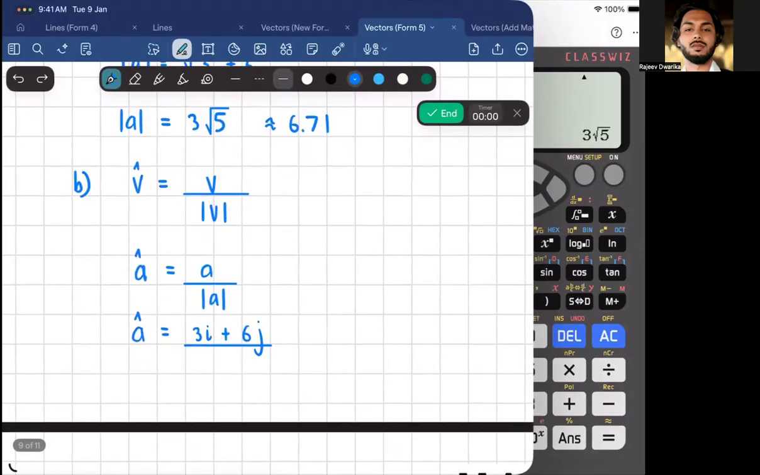So now I'm going to put 3 root 5 as the magnitude of A. And what's going to happen next? This is going to happen next. So I'm going to write 3 over what? Tell me, Sky, 3 over what?